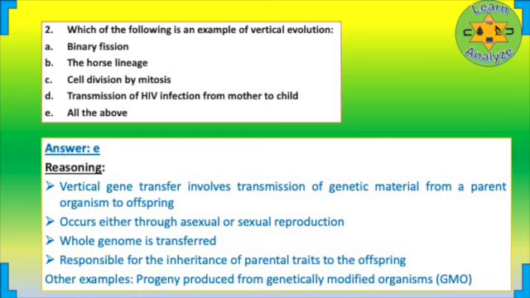The answer to the question is option E, because vertical gene transfer involves transmission of genetic material from a parent organism to offspring. It occurs through either sexual or asexual reproduction. Whole genome is transferred, responsible for the inheritance of parental traits to the offspring. Other examples, progeny produced from genetically modified organisms.